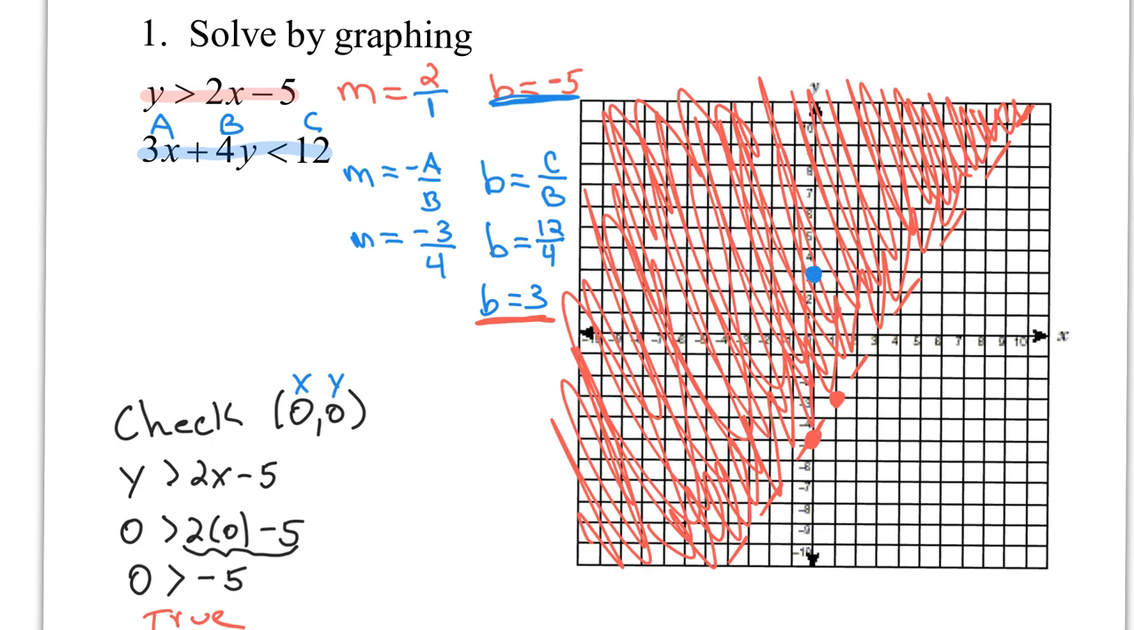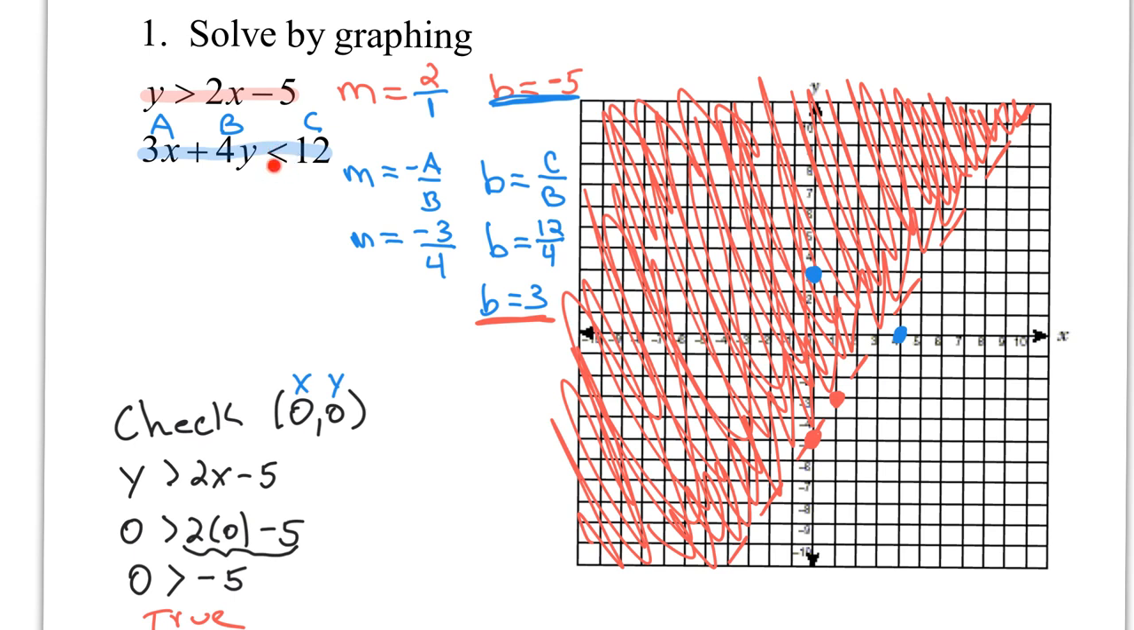Now my slope is negative 3 over 4. Negative rise means down, and run, positive 4 means to the right. So from the blue y-intercept, I go down 3, 1, 2, 3, and 1, 2, 3, 4 to the right. And I make a point right here. Let's go ahead and check the inequality.